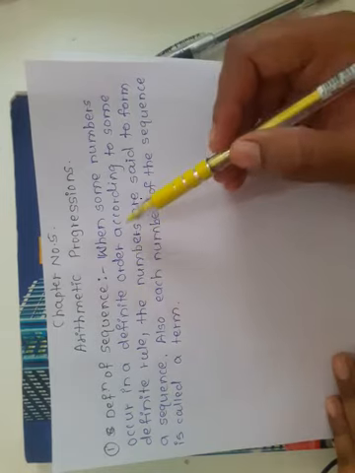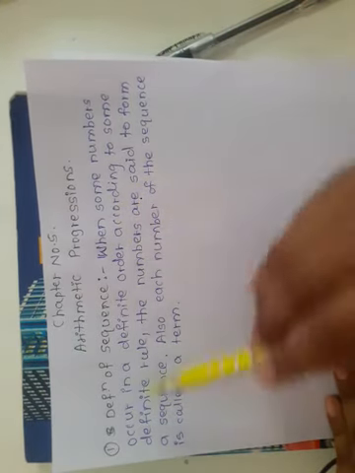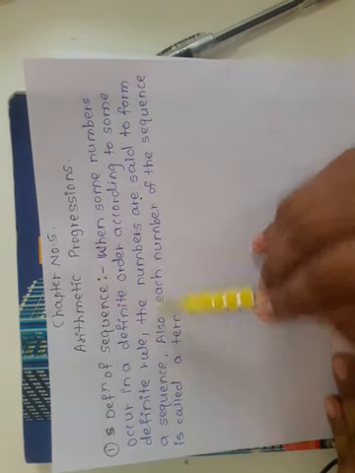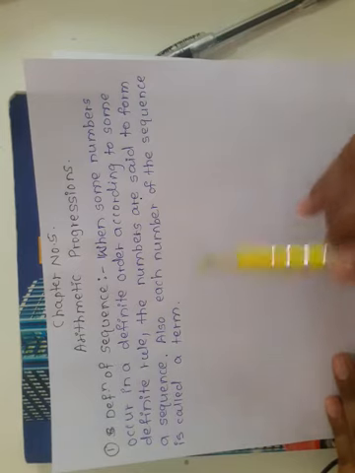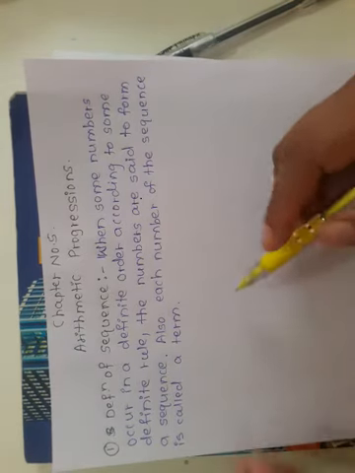Sequence means when some numbers occur in a definite order according to some definite rule, the numbers are said to form a sequence. Also, each number of the sequence is called a term.